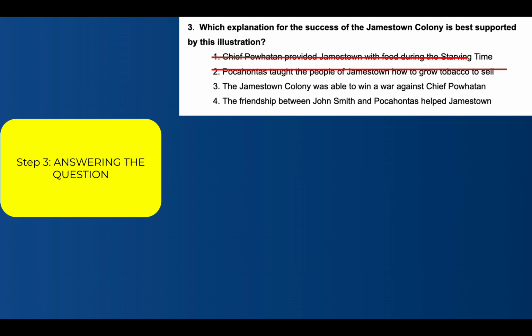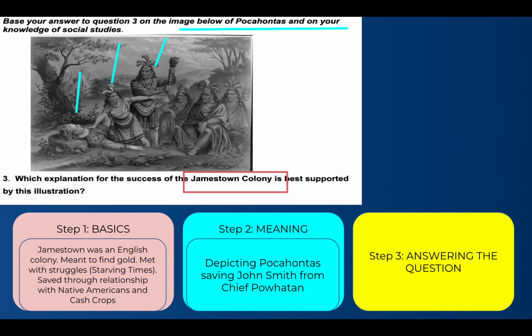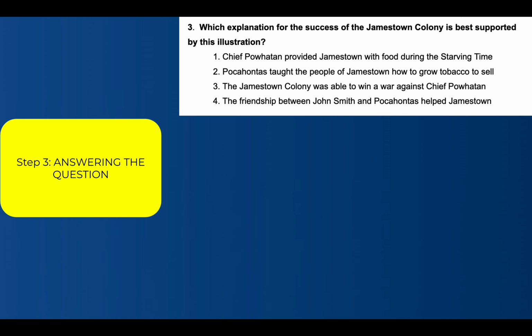Jamestown Colony was able to win a war. Historically, you know that there wasn't a war. Also in the drawing, you see Powhatan is the one that's coming after John Smith on the floor. Not true. This is showing a friendship between John Smith and Pocahontas. She is saving him here.